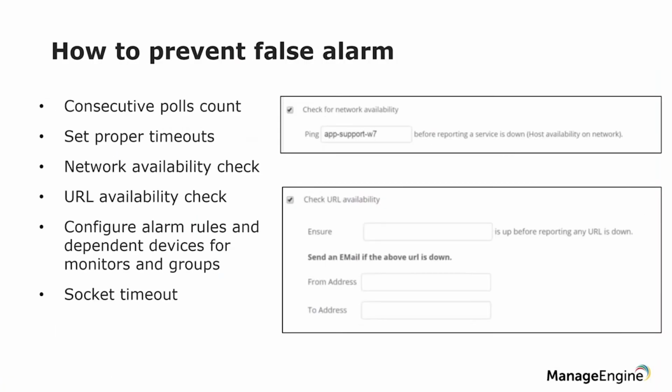So the next topic we will be looking at is how to prevent false alarms. In case the administrator knows that one of the networks is laggy, in that scenario, they can create and set certain features that we have in Applications Manager to check for network availability, URL availability, and we have a feature called consecutive poll counts, and you can also configure alarm rules for monitor groups.